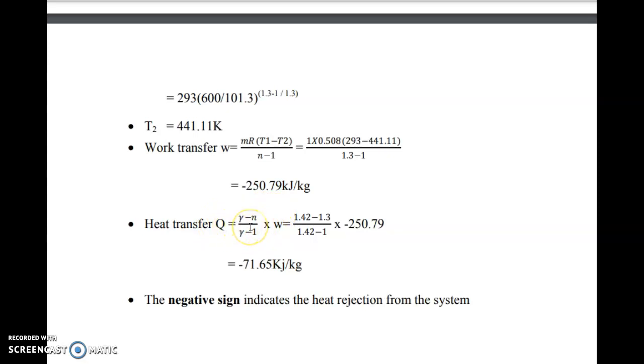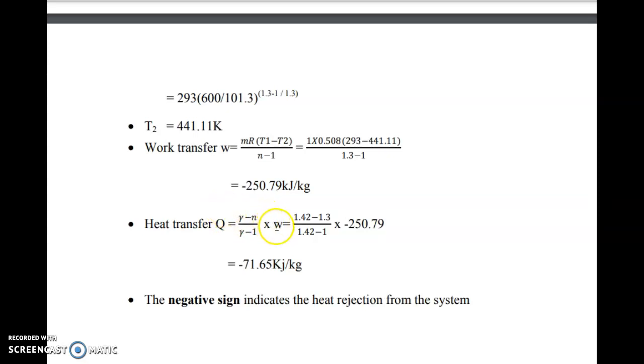In this question, the polytropic index is given. That is this one, the small letter n. That is 1.3. PV power 1.3 equal to constant. That is given, right? Where 1.3 means the polytropic index, the small letter n. Other than that, we should know the value of gamma and W. If we know these two parameter values, then we can find out the heat transfer.